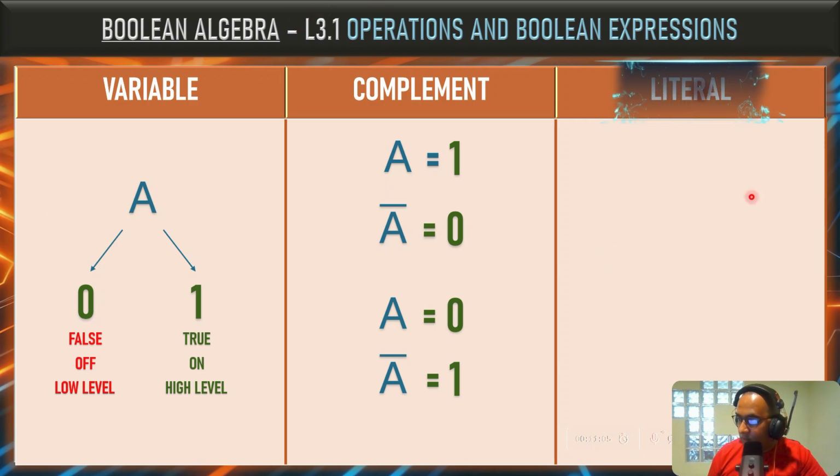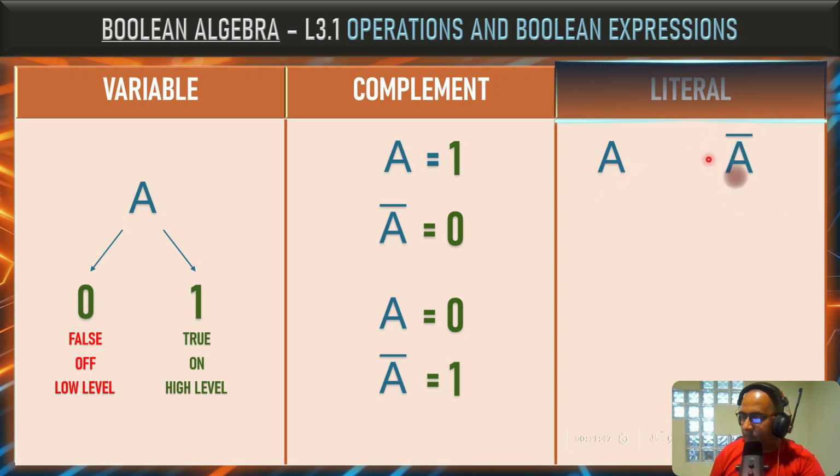And finally, literal. A literal is simply a variable in either its normal form or its complemented form. This means if we have the variable A, then A is a literal. If we have its complement, that is A bar or A negated, then A negated is also a literal. Both are literals. It doesn't matter whether the variable is negated or not. Any variable A, B, C, or its complement, A bar, B bar, C bar, is considered a literal.